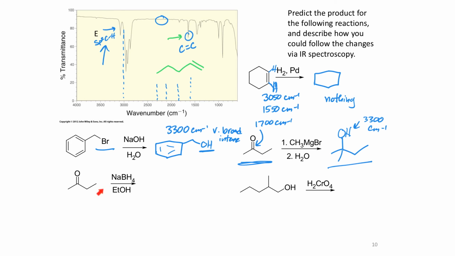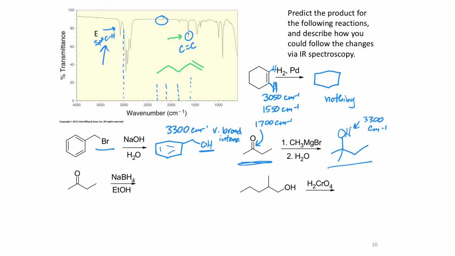And in this reaction, we're going to take another ketone, react it with sodium borohydride to get an alcohol. So we're going to reduce the ketone now to an alcohol, and I would say we would expect the same outcome as we got over here. We start with 1700 absorbance, very strong, very intense. We lose that absorbance and we gain an alcohol absorbance at around 3300. Again, very intense, but also very broad.